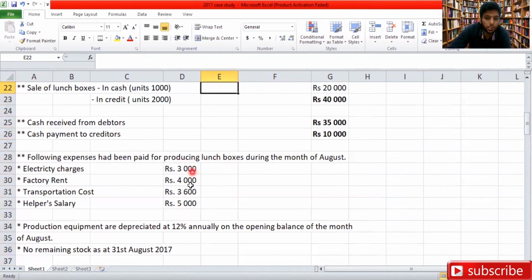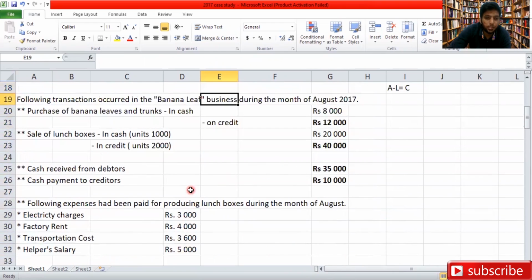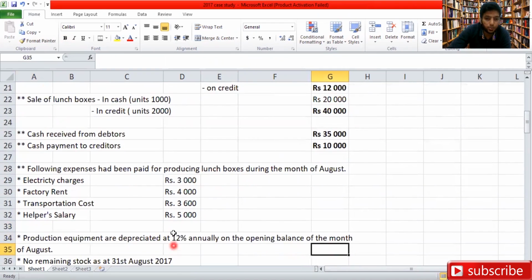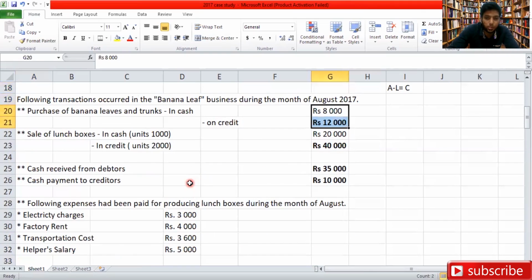They have given these expenses, and let me see any other expenses. Yes, you have purchased banana leaves. This is your actual cost. This is your purchases, so this is the actual cost you have incurred. 8,000 plus 12,000. You had purchased banana leaves for 20,000. That is your basic cost of producing the lunchbox, and also then you have these expenses. So I can take all this together. This 20,000, this 8,000 plus 12,000 I have taken, and this whole amount I'm going to take.